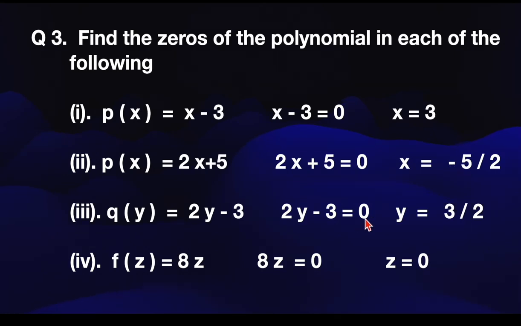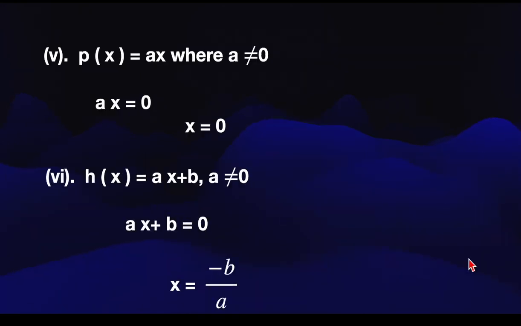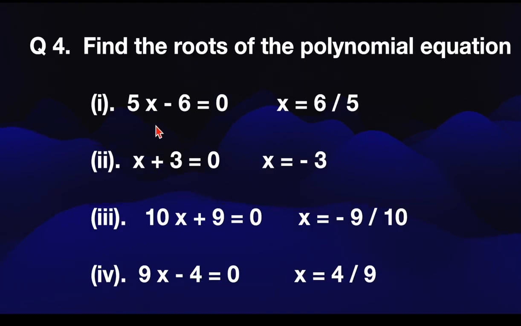2y - 3 = 0. So 2y = 3 and y = 3/2. 8z = 0, z is 0. ax = 0, x is 0. ax + b = 0, ax = -b and x = -b/a. Find the roots of the polynomial equation.